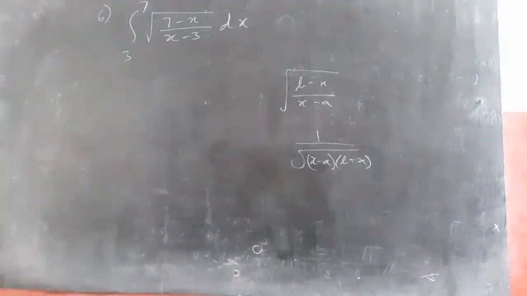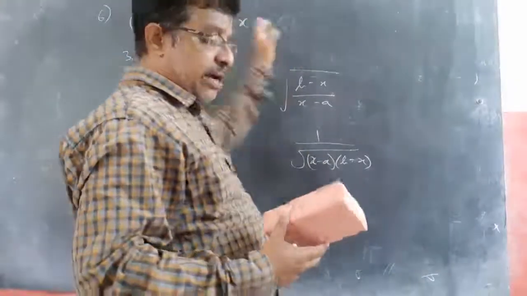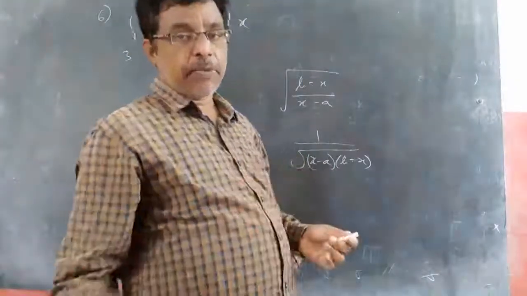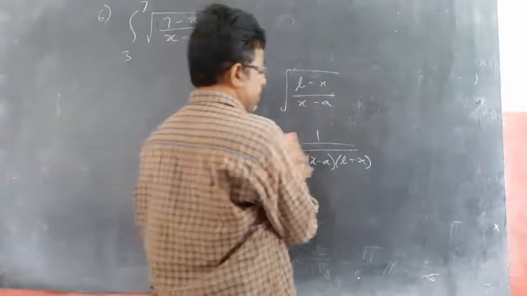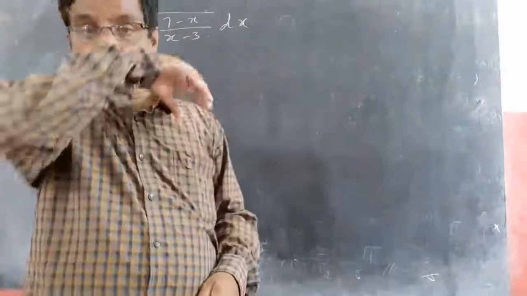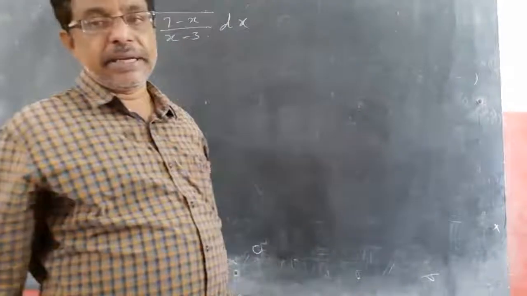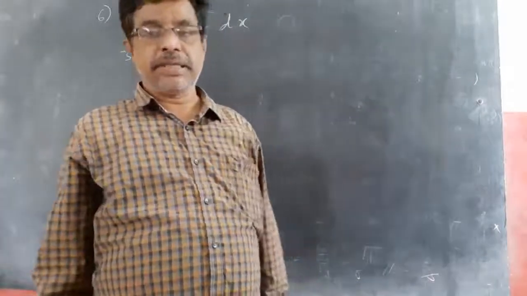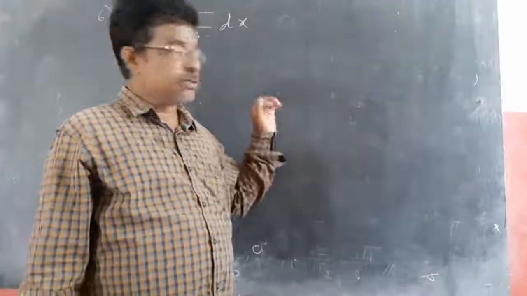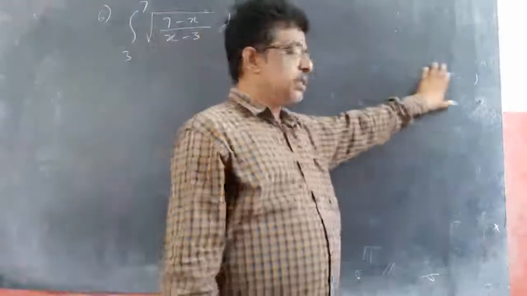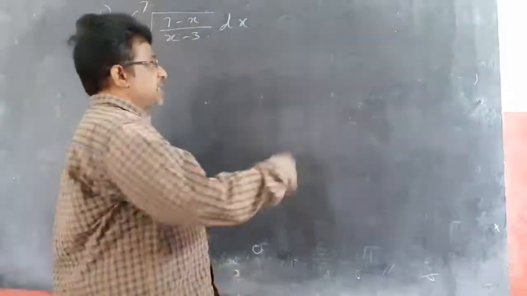Otherwise, you can do it in another way by rationalizing the denominator. You can convert it to the form of (px plus q) by root of (ax square plus bx plus c), another form, that we already discussed in the indefinite integration. You can convert it into that form also. So there are many ways of doing the sum. Here I will tell you the second method now.